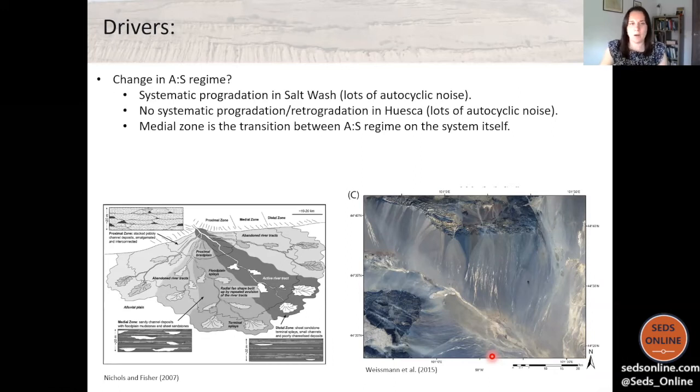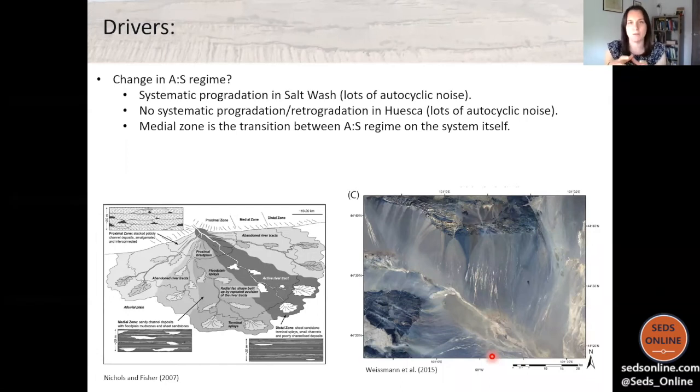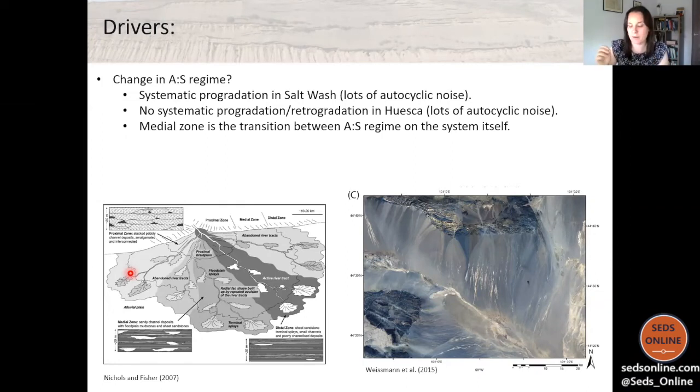But what we can think about is the fact that the medial zone is this transition in the local accommodation to sediment supply regime. If we look at this diagram here, this is where our sediment input is coming in, where our sediment supply is very high. As we go downstream, we lose material due to a decrease in transport capacity, so our sediment supply is much lower in the distal realm. And we're in this transitional zone in here where we're potentially starting to see the accommodation and sediment supply rates start to balance out ever so slightly. That could be why we're seeing such different variabilities there. All we need is slight fluctuations between these two to bring out the variabilities that we see.